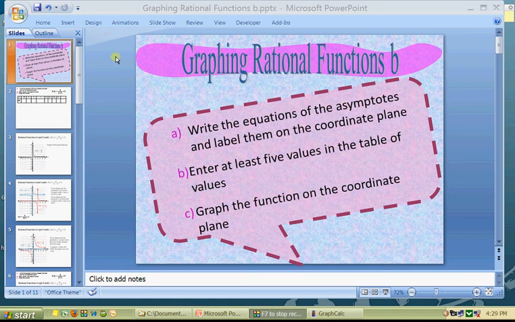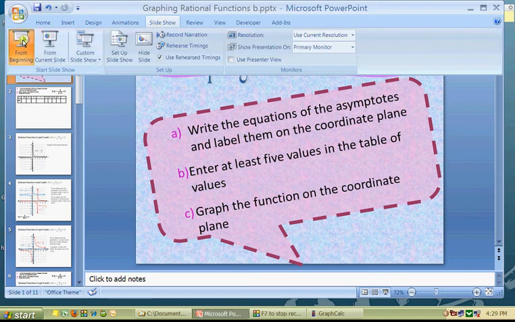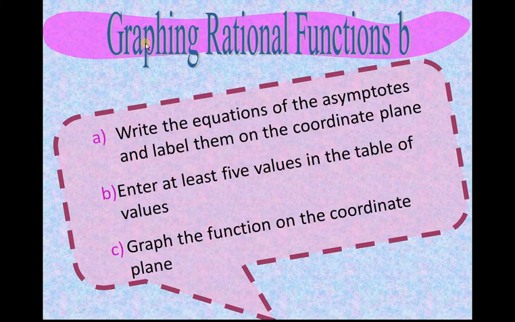on graphing rational functions. We're going to need to do three things. We're going to need to write the equations of the asymptotes and label them on the coordinate plane. We're going to need to enter at least 5 values in the table of values, and we're going to need to graph the function on the coordinate plane.